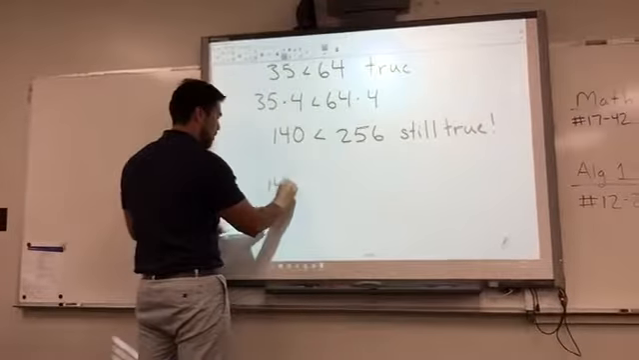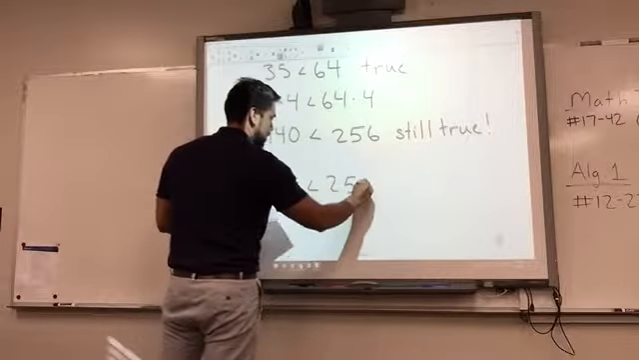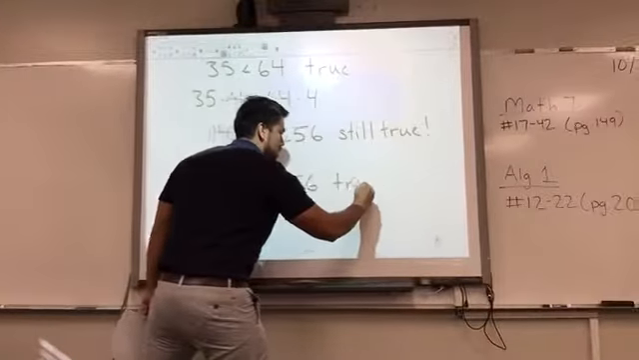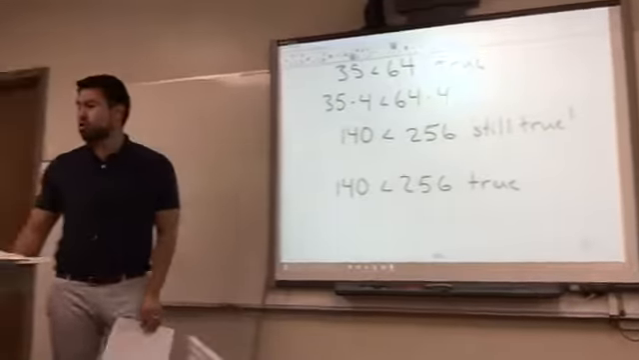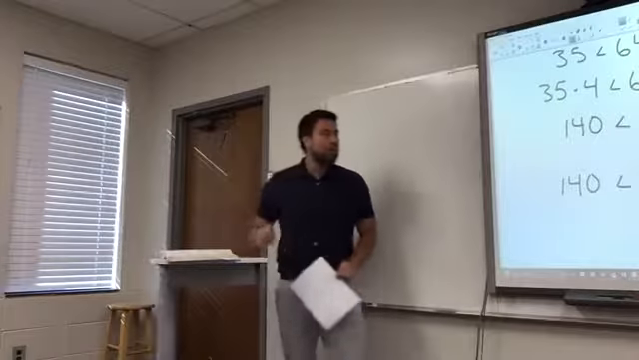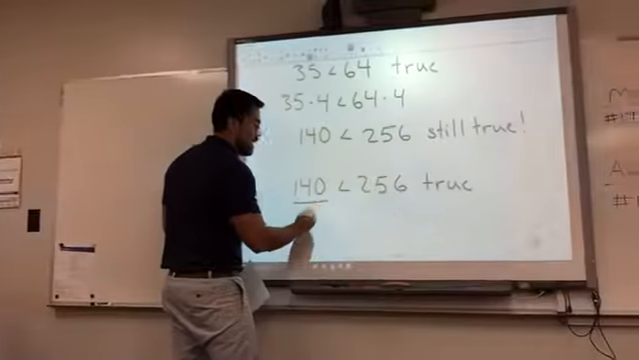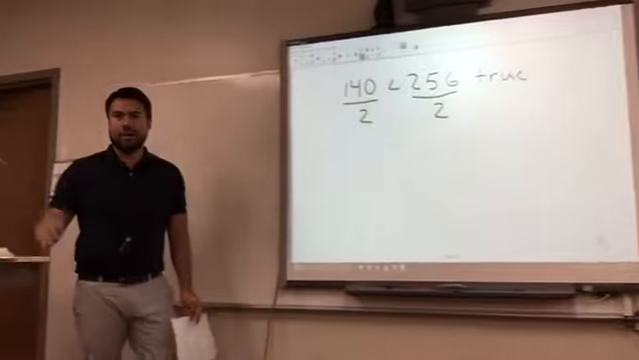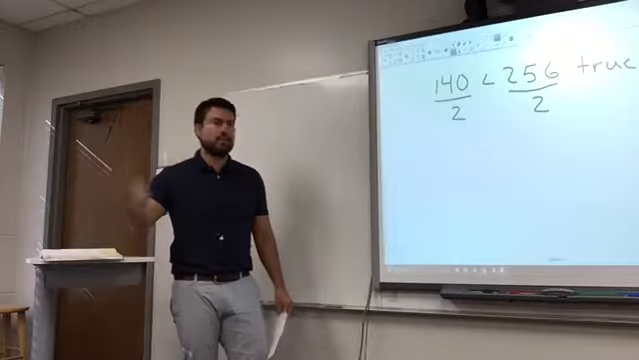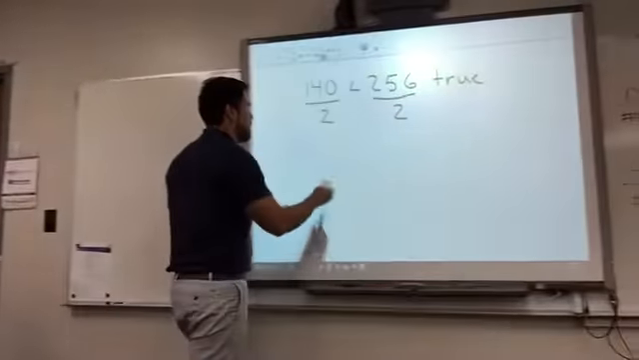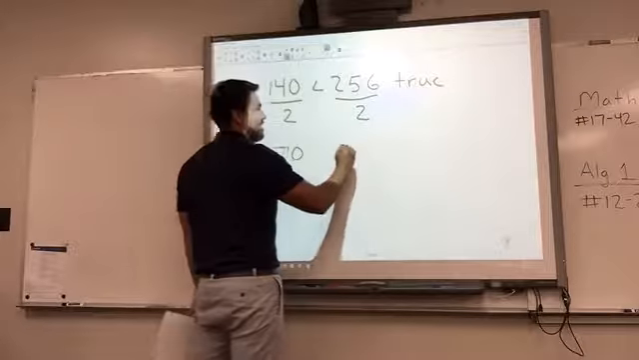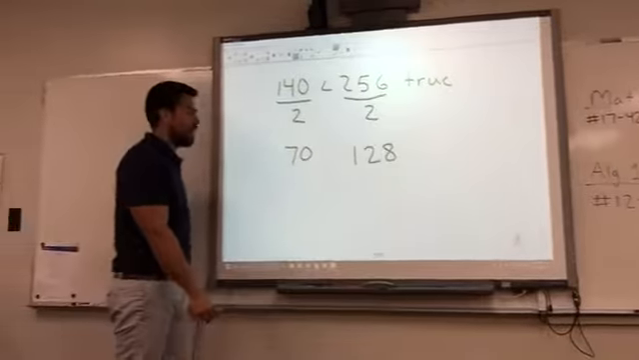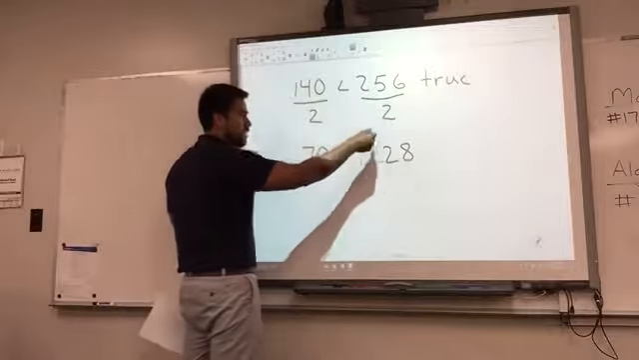Okay, let's do another one here. Let's start with 140 is less than 256. Is that true or false? True. So I'm going to put here true. This is another example. It's going to show you another idea. What if I divide both sides of this inequality by 2? Well, what do I get? Figure that out. 140 divided by 2 is, and 256 divided by 2 is? How many of you got 70? And if you were able to work it out, 128?